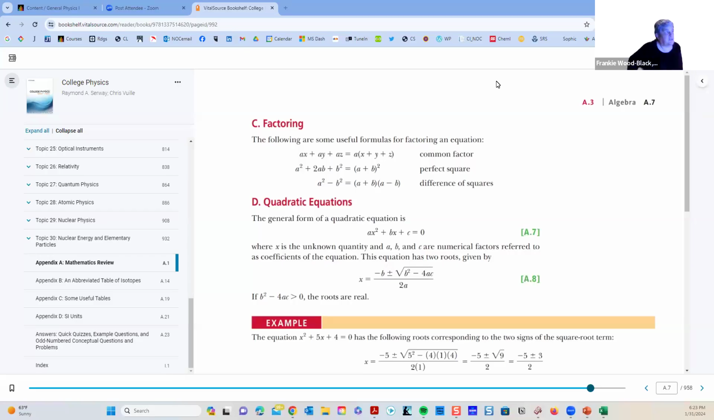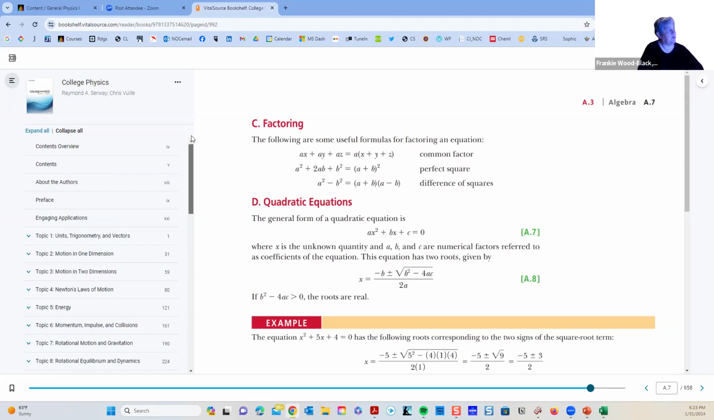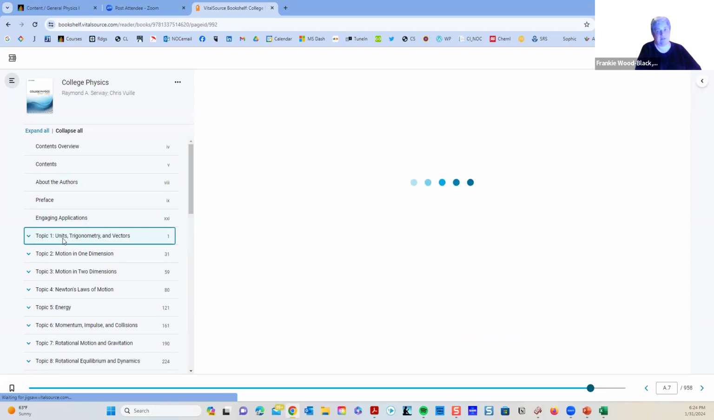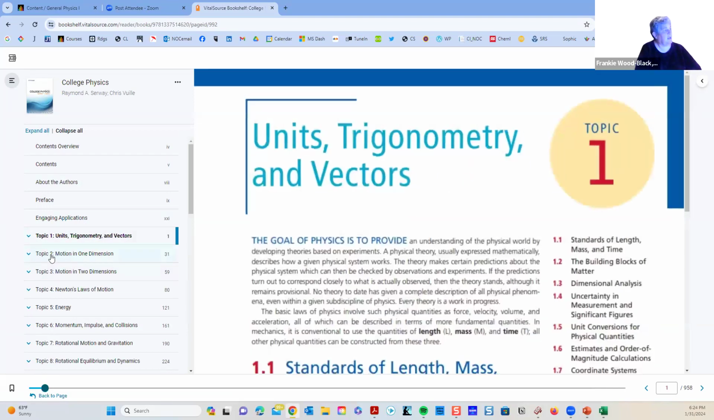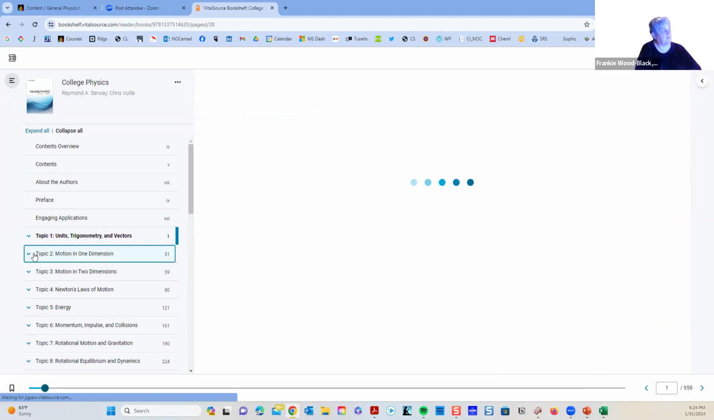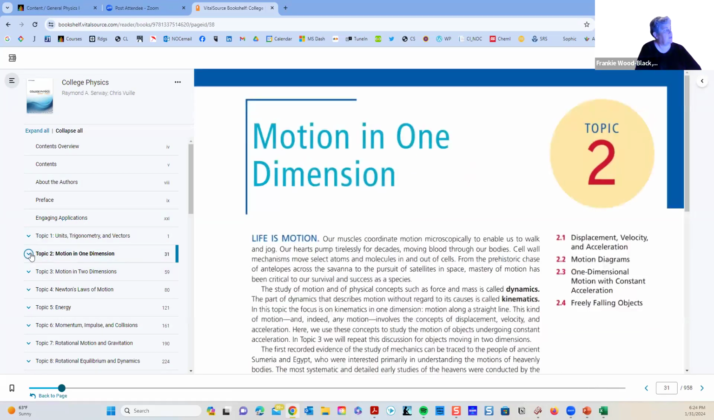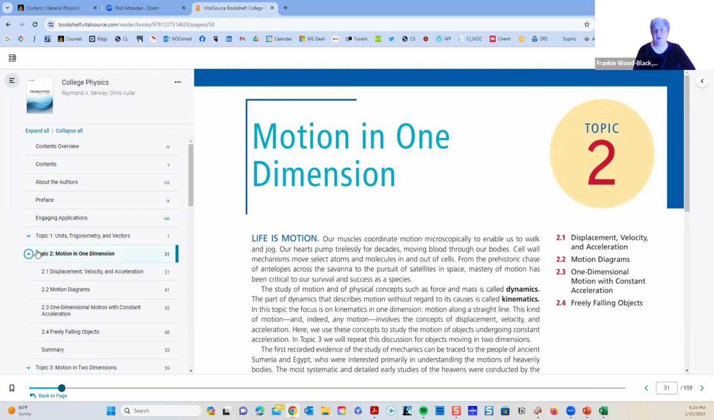All right, a couple of things I want to point out about your book and how to use it, because your book is really a good resource for you. First, you can get to your book through WebAssign or a couple of other ways. We're in topic 1, trigonometry and vectors, and topic 2, motion in one dimension. So let's open this up, and I want to show you a couple of things to look at.